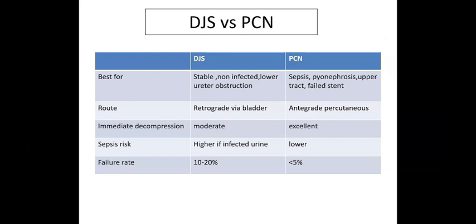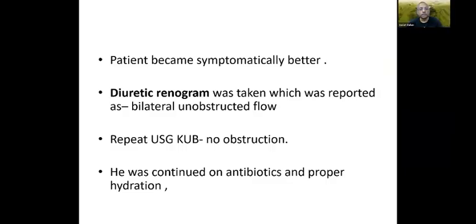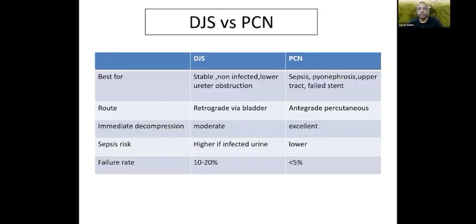DJ stenting is obviously done by a retrograde way, and PCN is antegrade percutaneous. The sepsis risk is more with DJ stenting, especially if infected urine is present. And with PCN, the infection risk is slightly lower. However, the failure rate is around 10 to 20% with the DJ stent, and many times if the DJ stent fails, you may have to go to percutaneous nephrostomy. I think it's an important point: which type of intervention will we be doing?